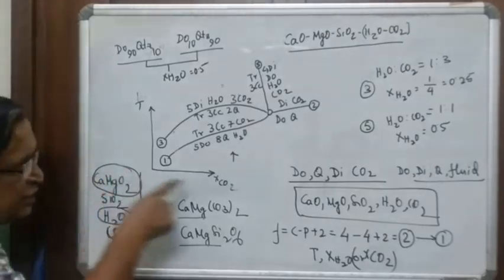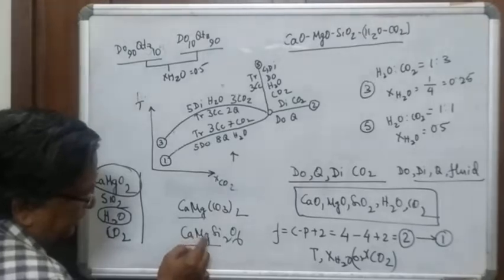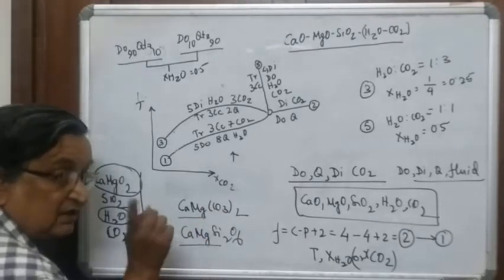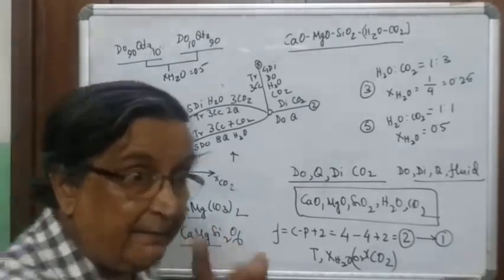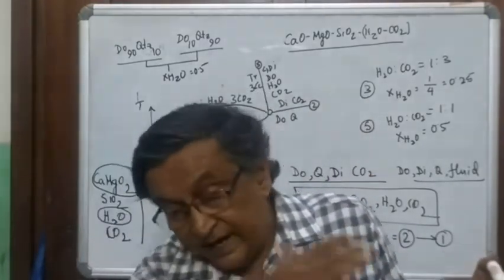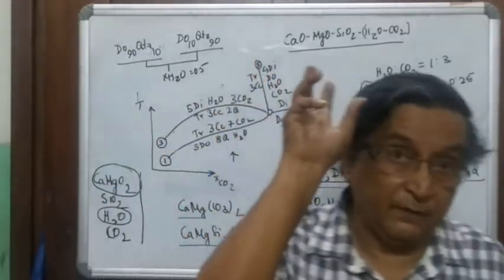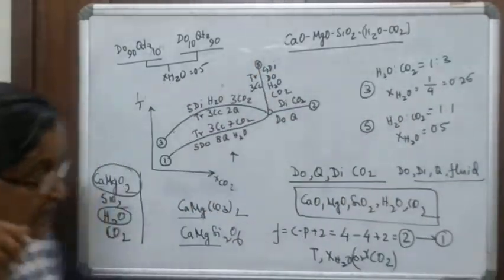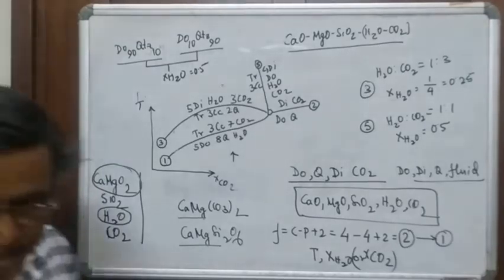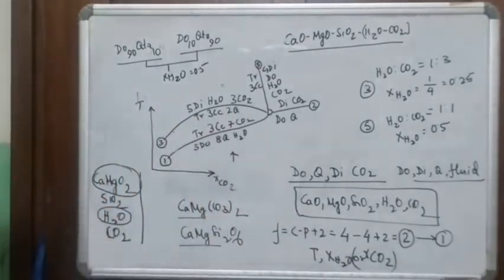Because their ratio, like here, diopside and dolomite, the ratio of Ca and Mg are the same. So if they are the same, you don't make CaO and MgO. You make CaMgO2. That gives you the minimum number of components. It is very important to realize this. Just don't use variance blindly.